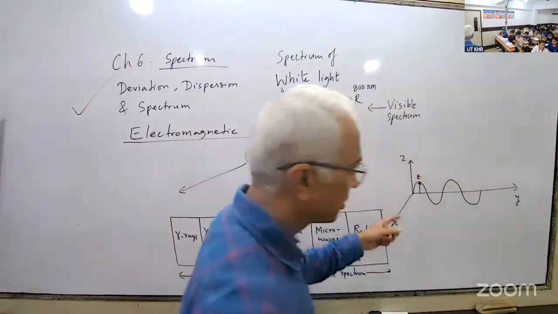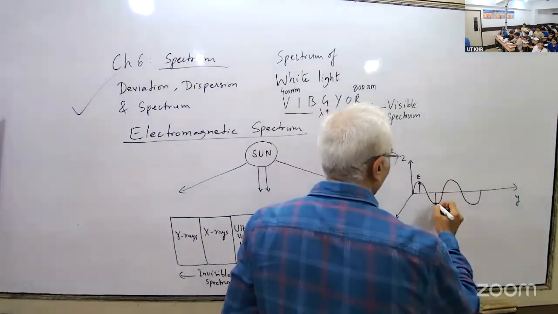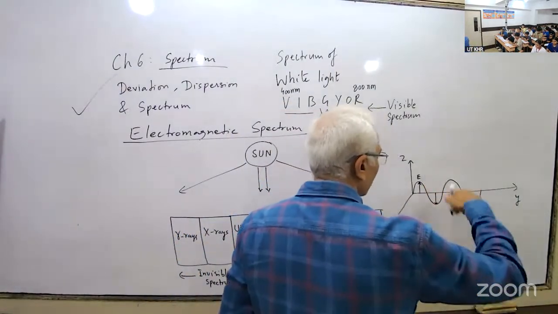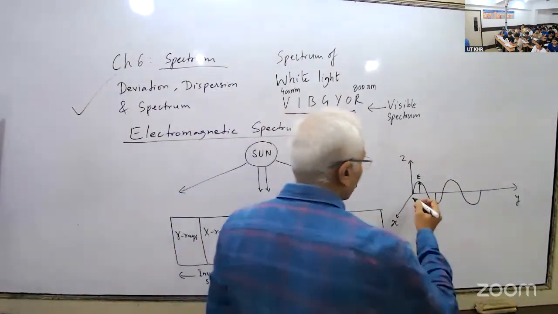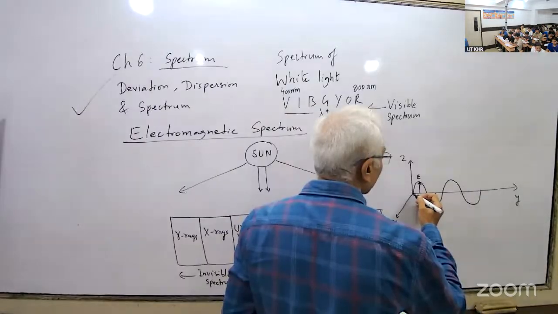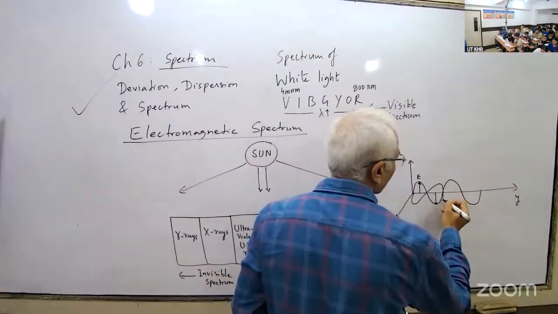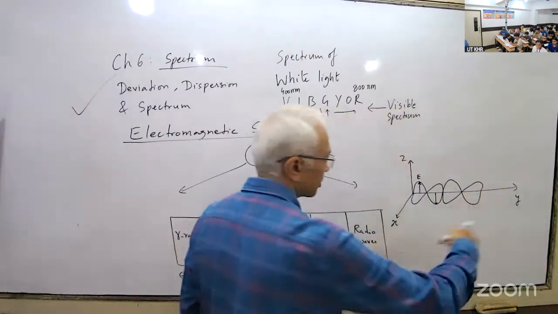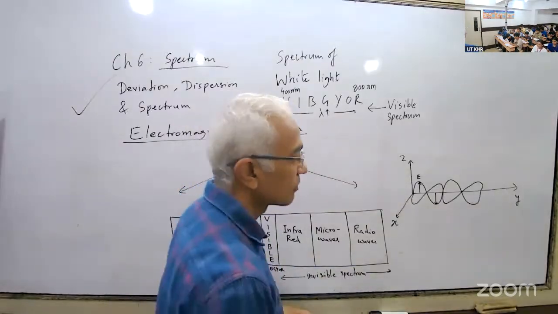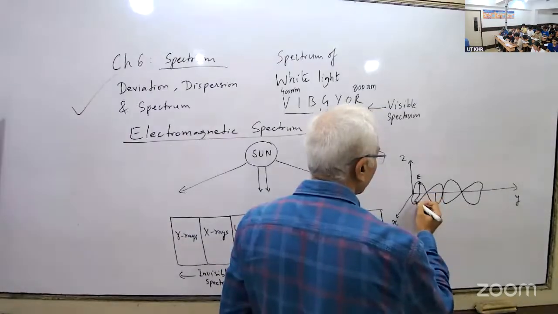Actually, this is not in the scope. I'll just tell you why it is called electromagnetic waves. Because it has an electric field vibrating in the YZ plane, and the magnetic field is vibrating in which plane? XY plane. Is that clear? So this is now your magnetic field.